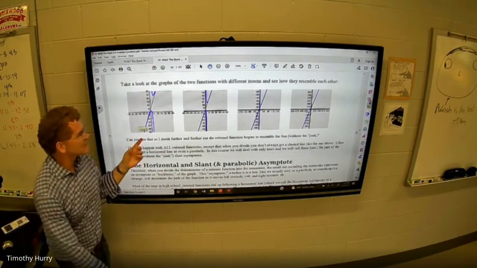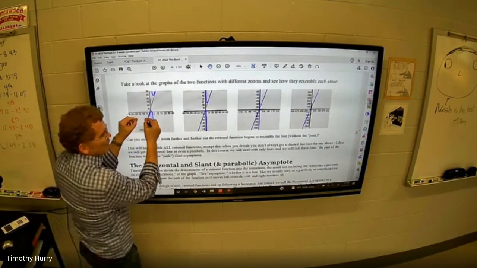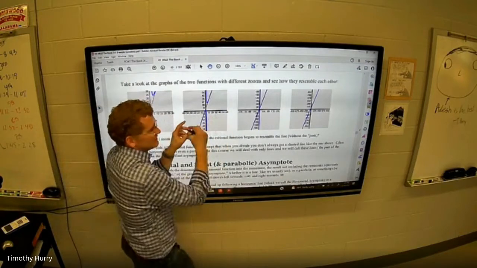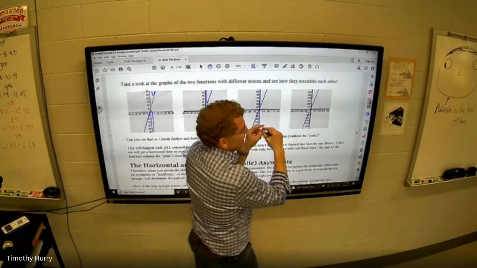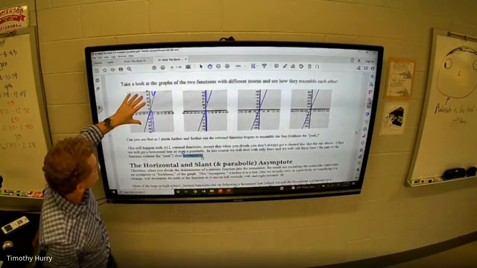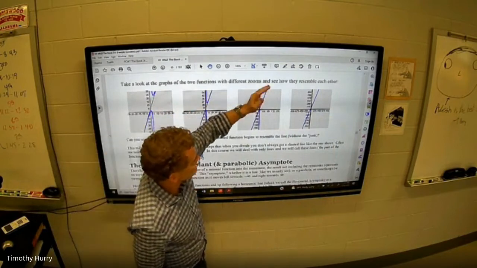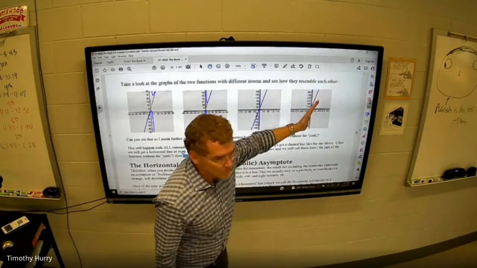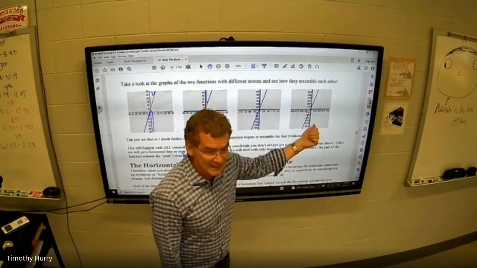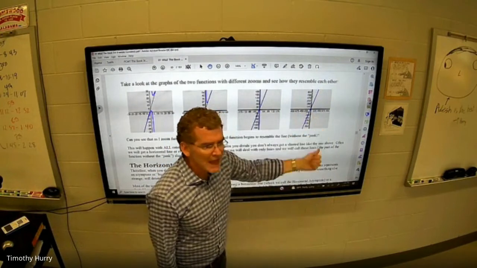But look what happens as I change my window and go out to negative 30 to 30, negative 60 to 60, negative 180 to 180, negative 1,000 to 1,000. The further I go out, what does this graph start looking like? Y equals 3x plus 4. Now, does it really, is it 3x plus 4? No. I would just have to zoom.